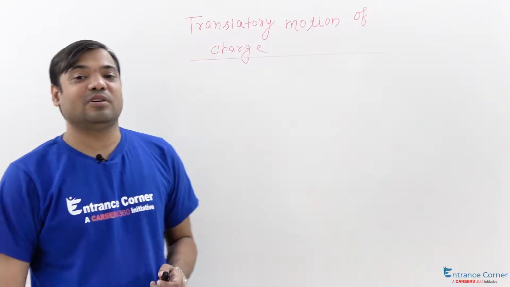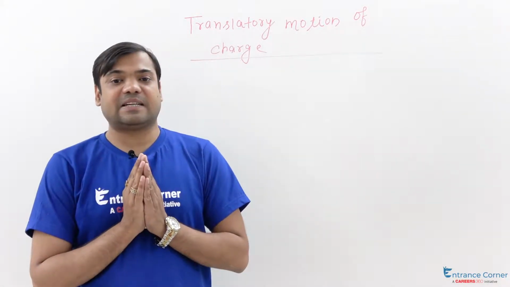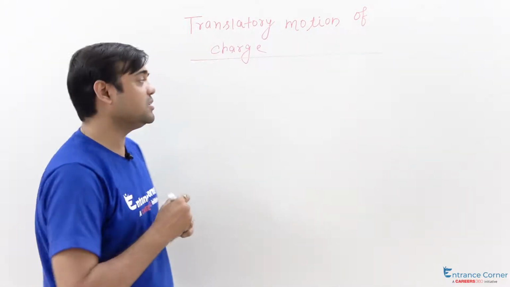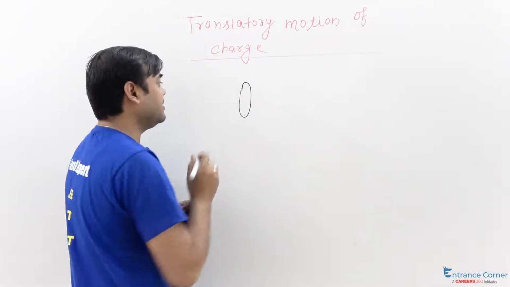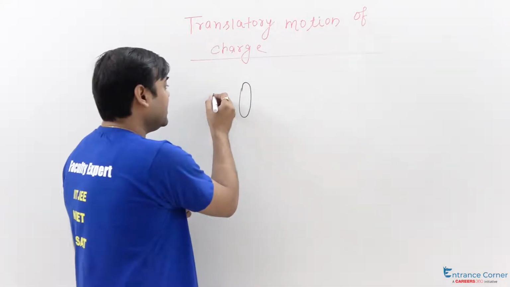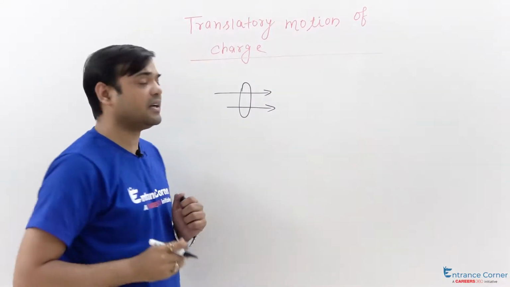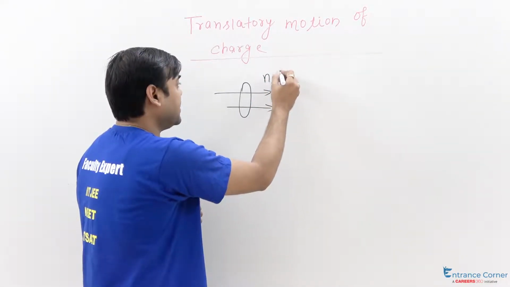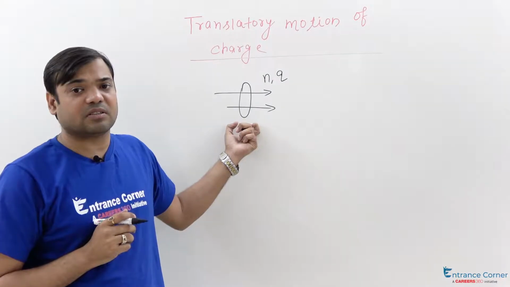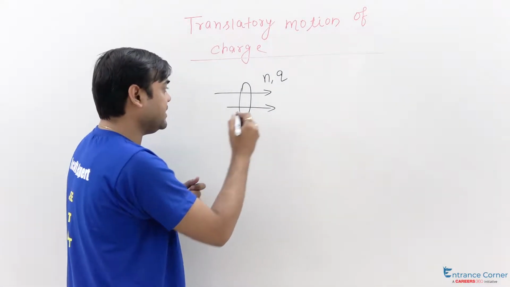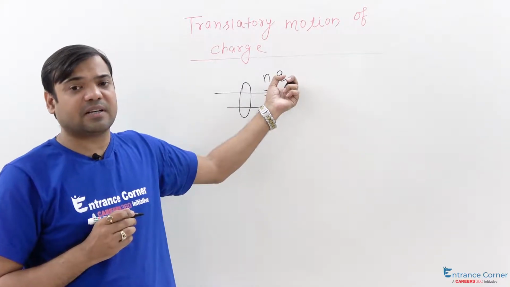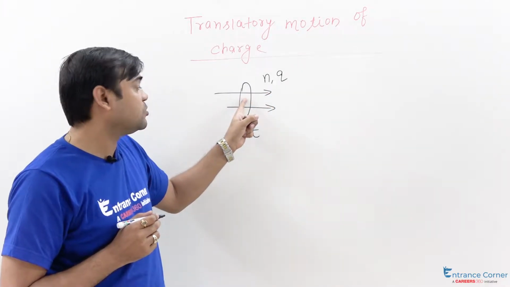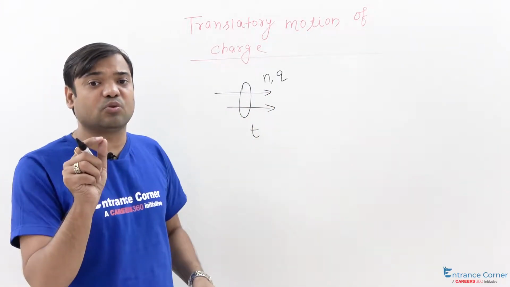Hello students, we are going to discuss production of electric current due to translatory motion of charge particle. Suppose through any cross section given in space, we have a number of charge particles crossing through this cross section. Now if the number of charge particles crossing through this cross section in time t is n, and each charge particle carries an amount equal to q, then the total charge flowing through this cross section is n into q.